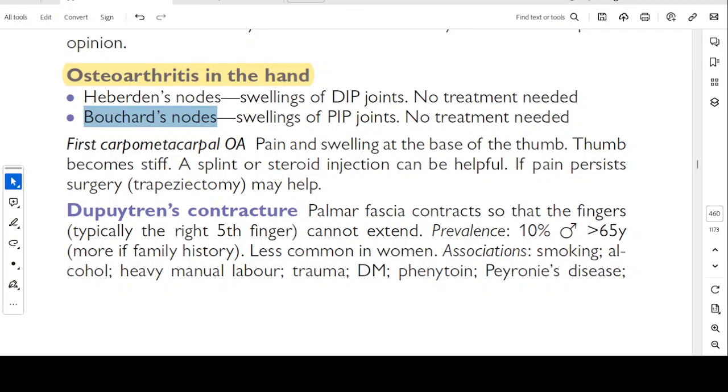First carpometacarpal osteoarthritis causes pain or swelling at the base of the thumb. This is more common in the hand. So the thumb becomes stiff. A splint or steroid injection can be helpful. If the pain persists, surgery, trapeziectomy, may help.